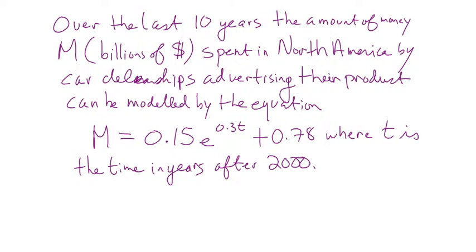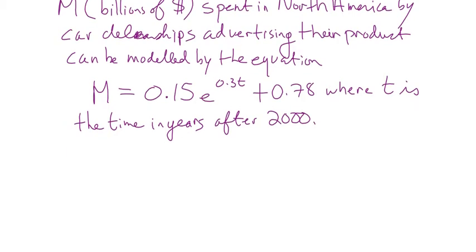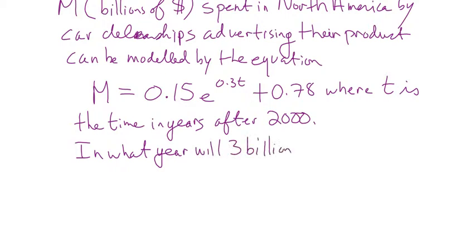Okay, so here's this equation. It's modeling spending in billions of dollars. So if M is 1, that's 1 billion. If it's 1.5, that's 1.5 billion. t is time in years after 2000. And we want to know in what year will $3 billion be spent? Okay, so we're using e as our base instead of, well, we've used 2 as the base, and we used 6 and all of that stuff. But when we took the log of both sides, we've been doing a base 10 log, right?